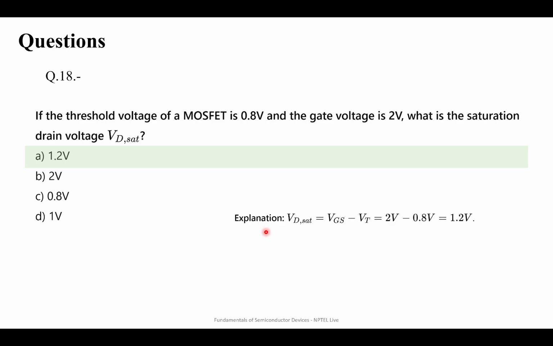So VD sat is your VGS minus VT. So that is the condition for saturation region. You can see VD sat is proportional to VGS. So if you increase VGS, your VD sat will also increase. So 2 minus 0.8 will be 1.2.